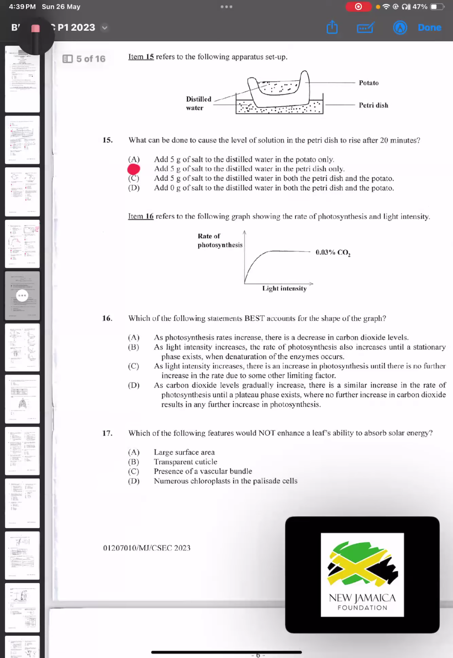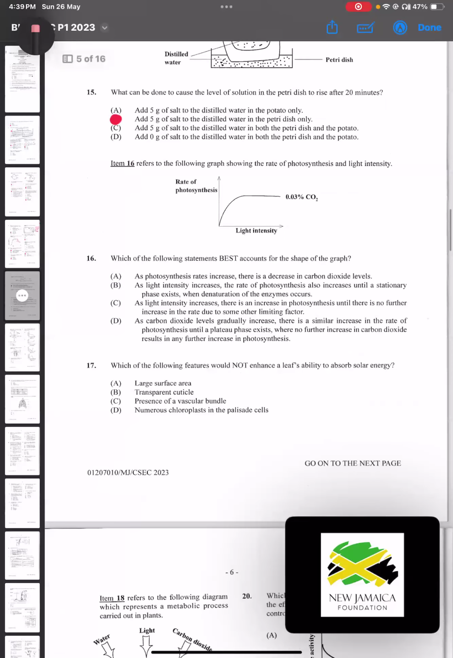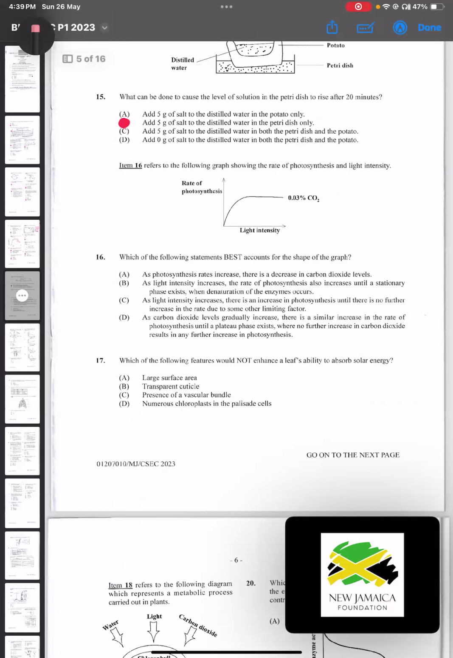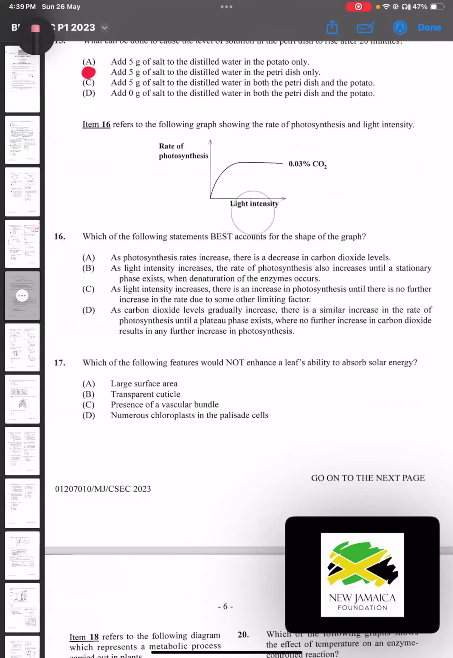For question 16, it is asking you about the effect of limiting factors on photosynthesis. So you have the rate of photosynthesis and then you have light intensity. So our answer would be, for number 16, what are we thinking for the answer? So yes, C is our answer.